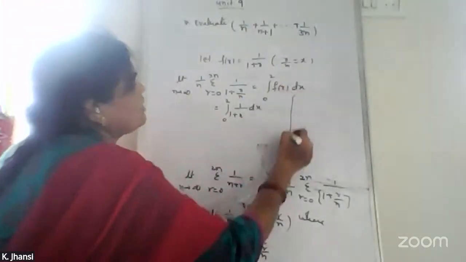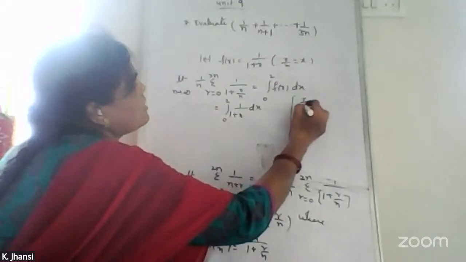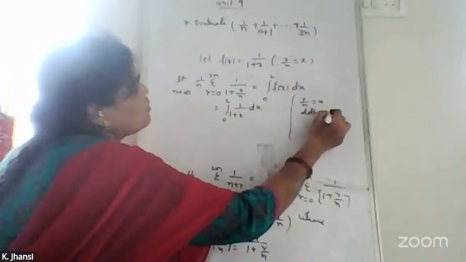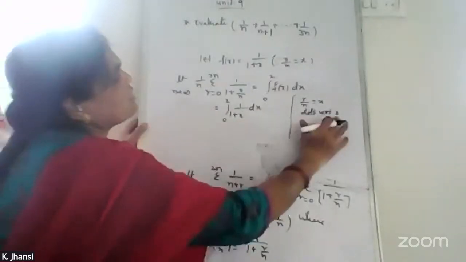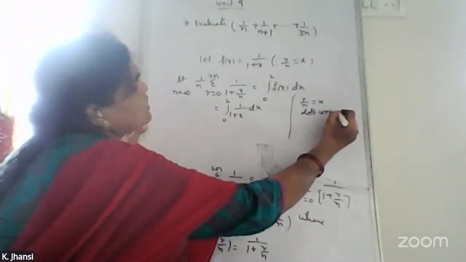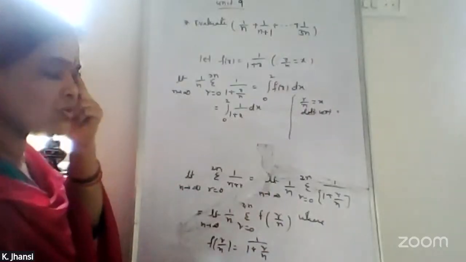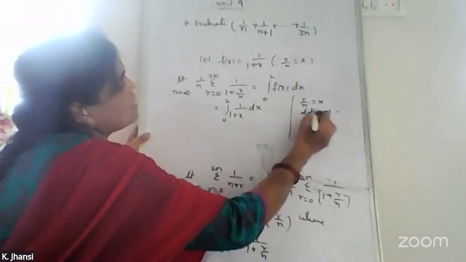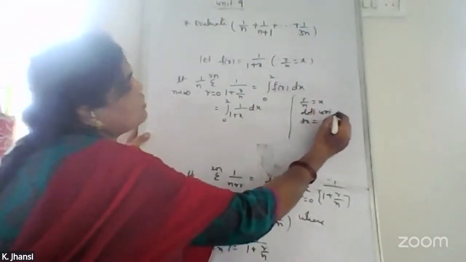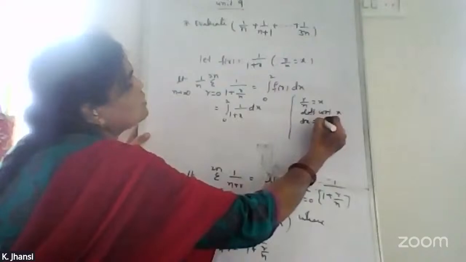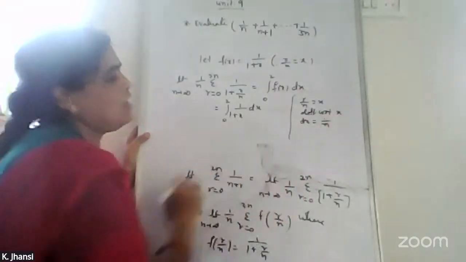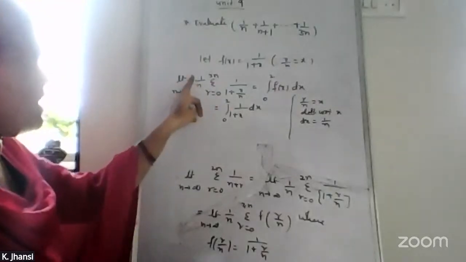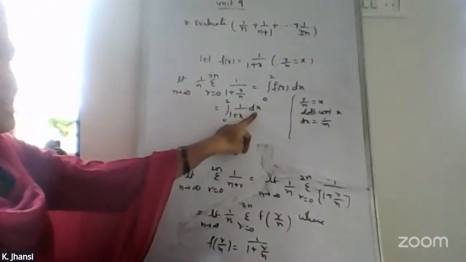Here you can write r by n equals x. Differentiate with respect to x, or with respect to r, where the r value is 1. So you will get dx equals 1 by n. So dx equals 1 by n. That's why 1 by n is there; that value you are writing as dx.